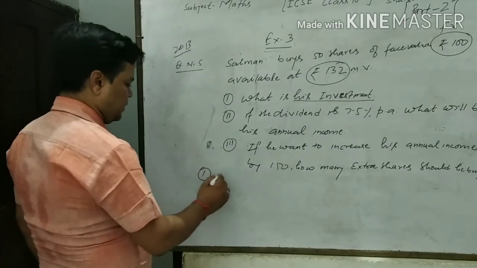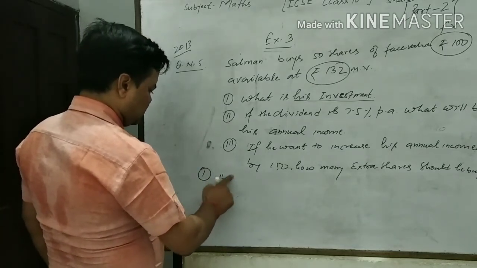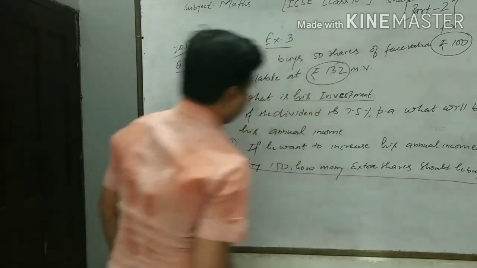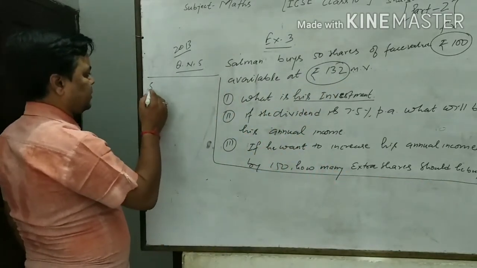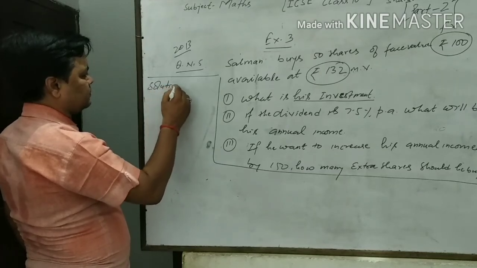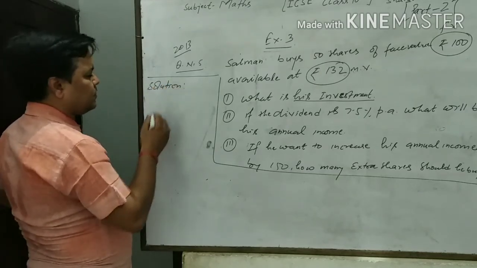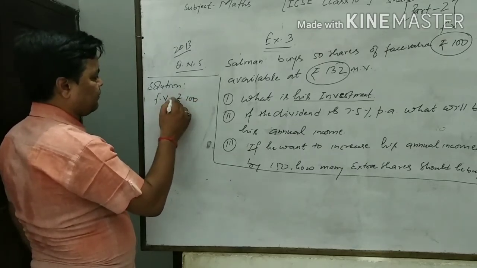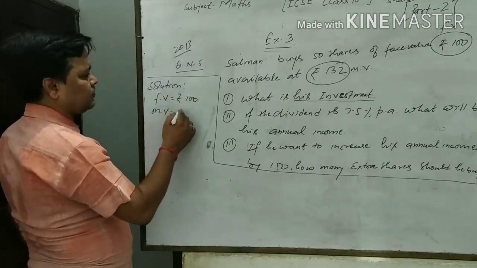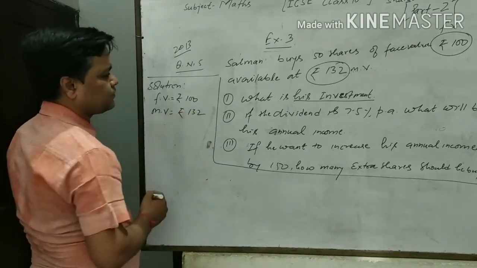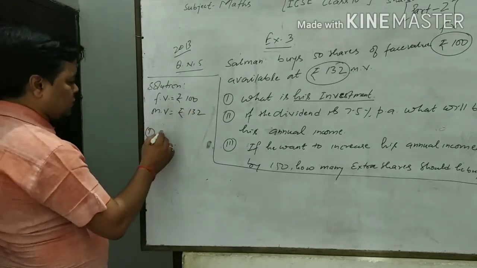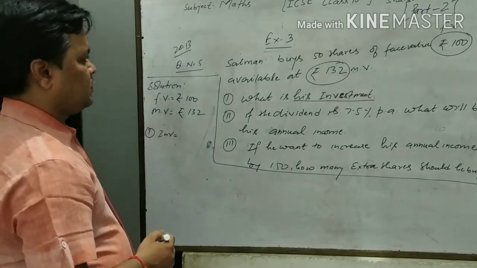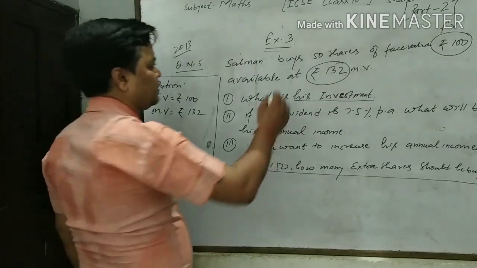First of all, it will be better if you write here what is given. Write here solution. And what is given? Face value is equal to rupees 100. Market value rupees 132. Then first, investment is what? Investment is number of shares into market value, and the number of shares is what?